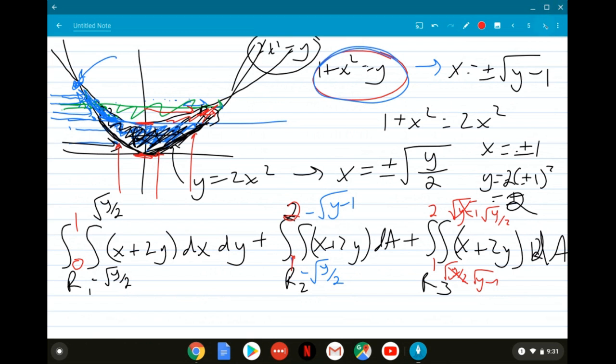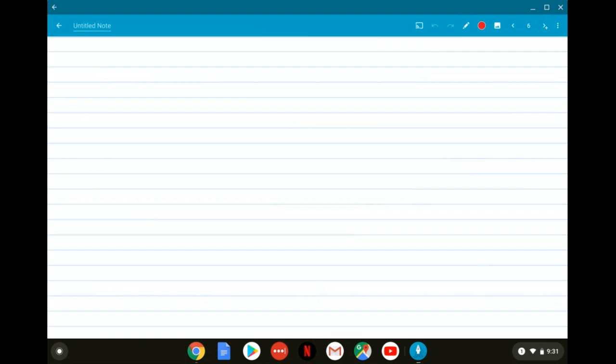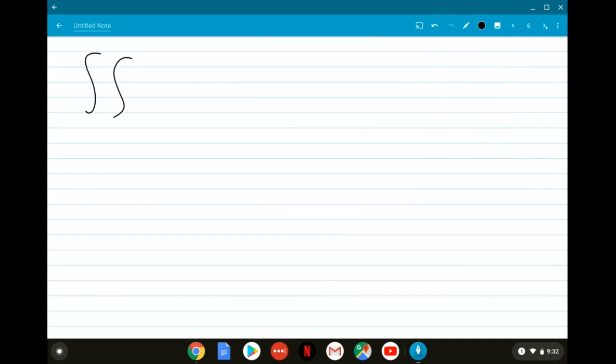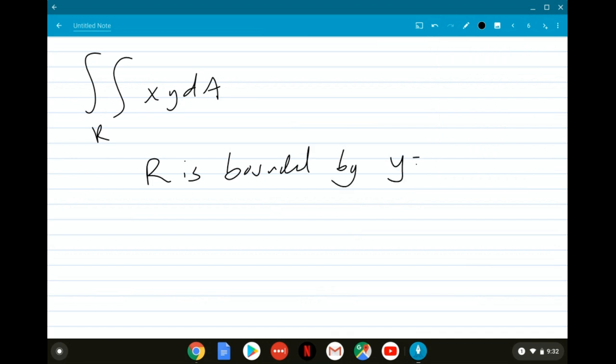All right, let's look at another example. Integrate over region R, xy dA. And we want the region bounded by y equals x minus 1 and y squared equals 2x plus 6.